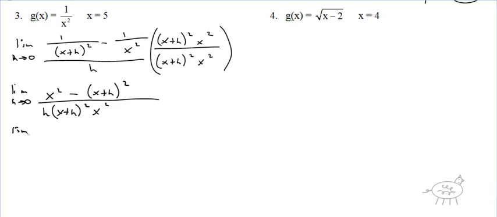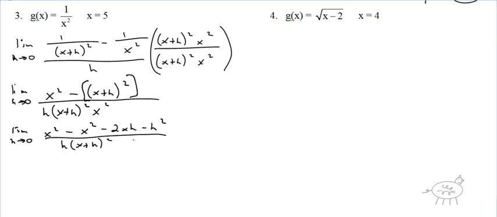Okay, so I get the limit as h approaches 0 of x squared minus, if I distribute that, and make sure you distribute the negative. Okay, that's huge that people forget to do that. So it's minus x squared minus 2xh minus h squared all over h times x plus h squared times x squared. So I get the limit as h approaches 0. The x squareds cancel. And what I'm going to do is just factor. I know some people want to say, well, can I factor out a negative and everything? You know what? Don't do anything. Don't factor out a negative. Just factor out the h.